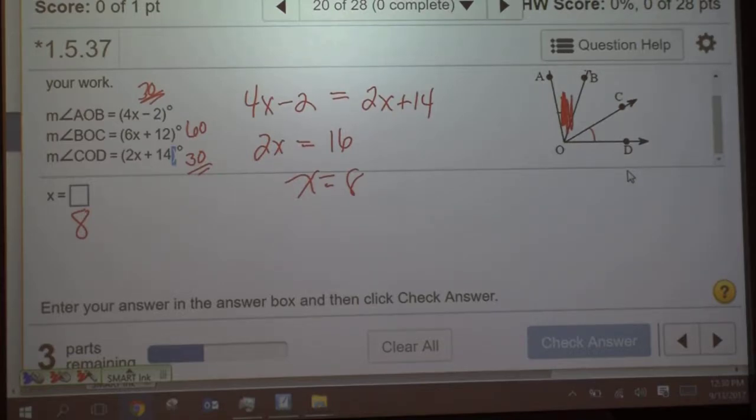Find that total angle that we said was 120. Because if you can show me that you got that to be 120, does it show me that you were able to find x? Does it show me that you're able to find angle AOB, angle BOC, and angle COD, right? Okay. So it shows me you can do all those things.